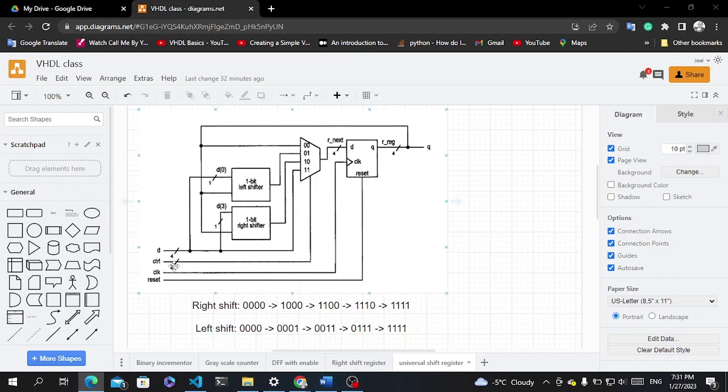When we set our control to shift left, then we will be shifting 1, which is from the input, to the left, and this is going to be the sequence of our output Q. So now I'll move on to writing the code, and then I will explain after.